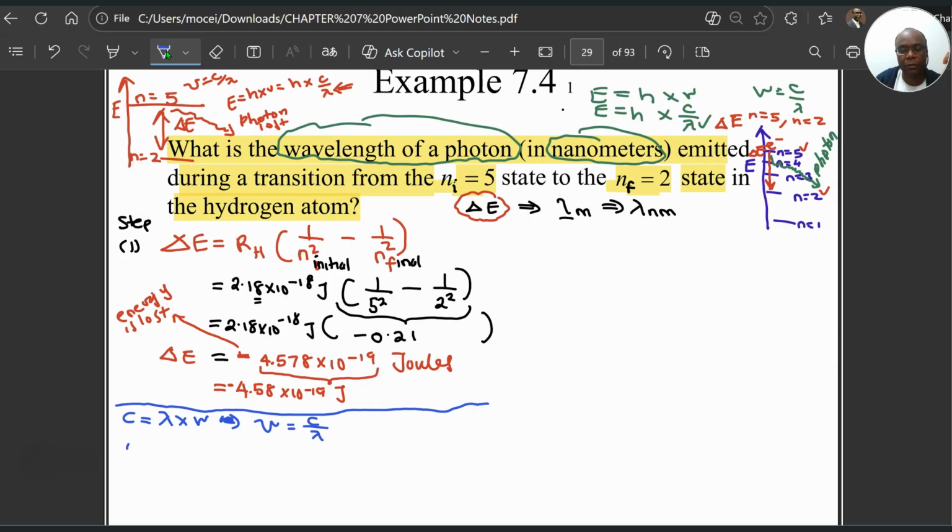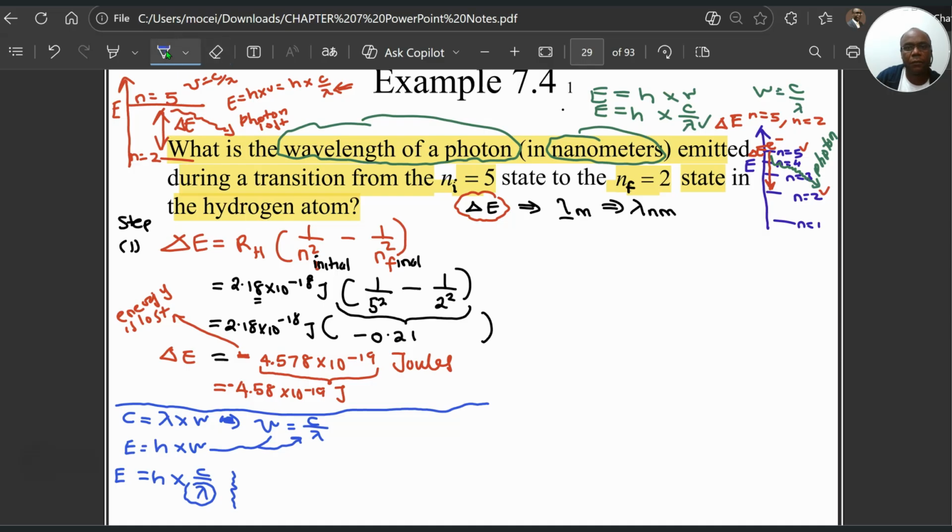However, we also know that energy equals Planck's constant times frequency, but frequency is the same as speed of light over wavelength, so energy is going to be equal to Planck's constant times speed of light over wavelength. Our interest is the wavelength, so we are going to multiply both sides by wavelength.